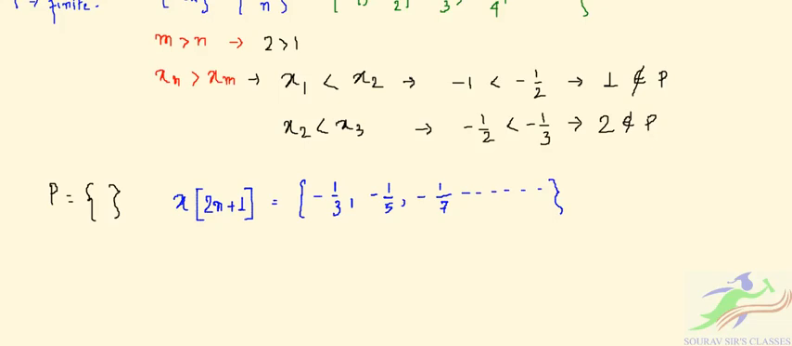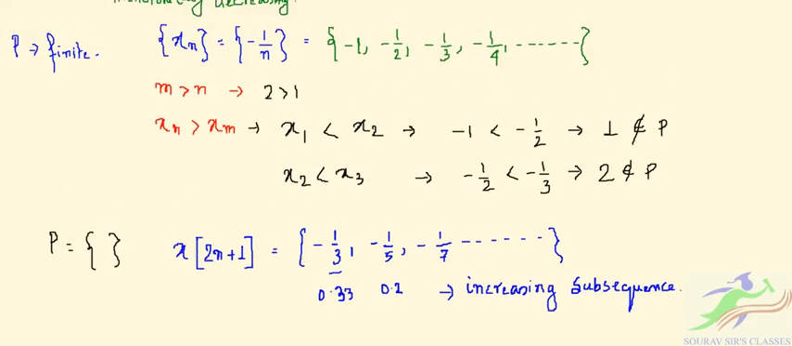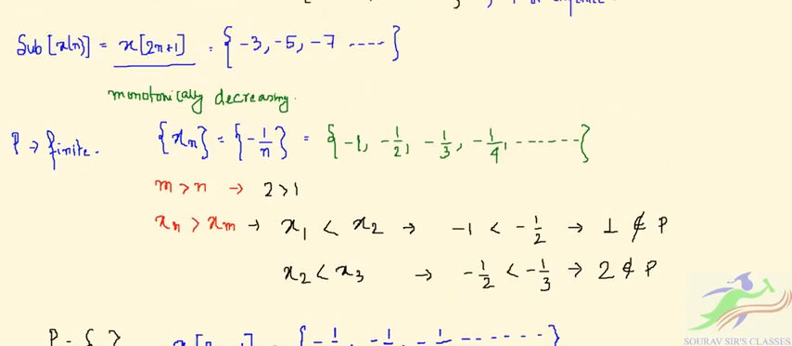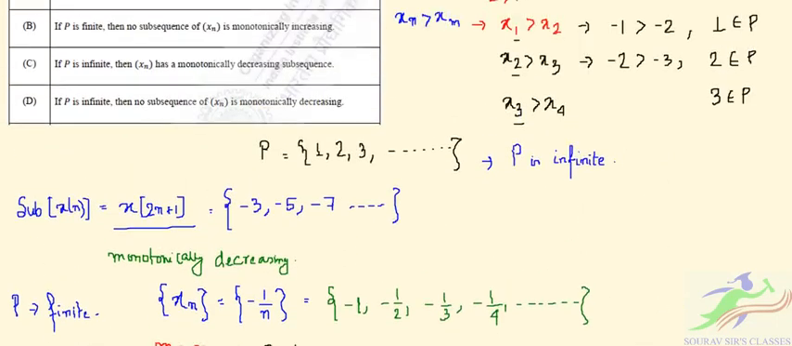Right. So this value, you can see this. What is this 1/3? It is 0.33. It is 0.2. It is something about 0.1. Right. So this is an increasing subsequence, a monotonically increasing subsequence. So in both cases it is fine.